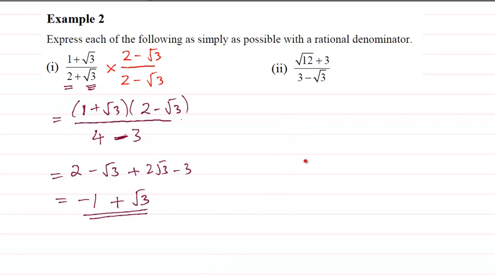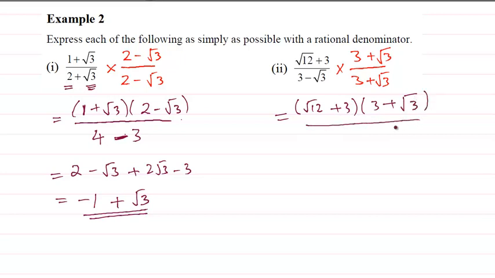Similarly here, multiply the top and bottom by the conjugate. 3 plus root 3, 3 plus root 3 on the bottom. 2 brackets on the top. Root 12 plus 3, 3 plus root 3. On the bottom, it's always simple. Square the first number, 9. Always minus sign. Square the second number, which is 3 in this case.